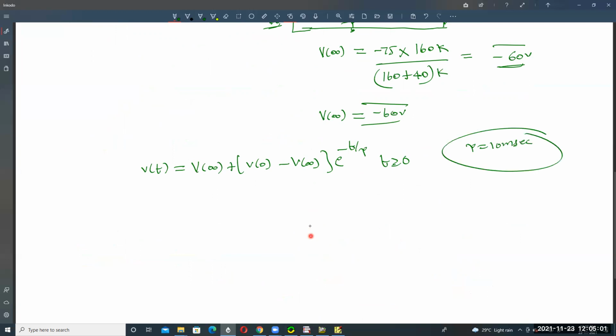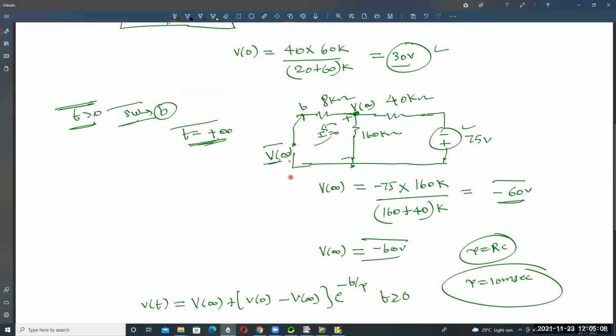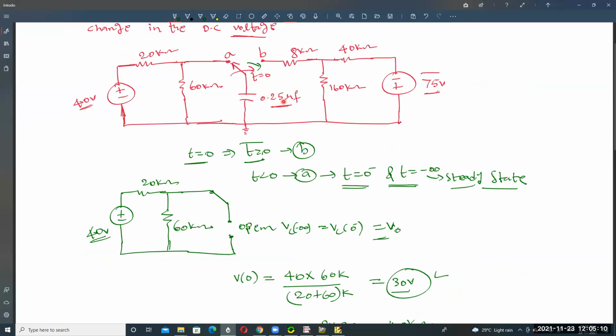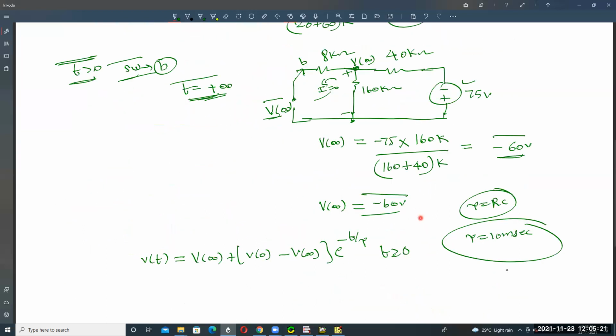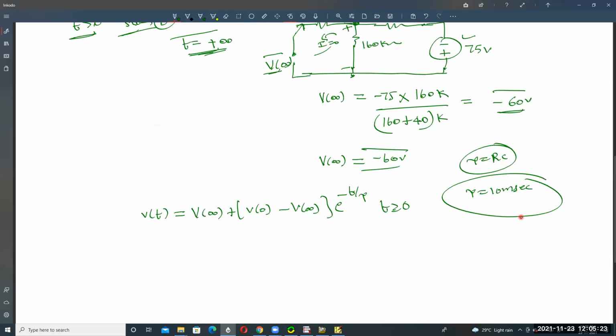Time constant is nothing but RC. So C is 0.25 microfarads times this total resistance, with the voltage source short circuited. The 40 kilo ohm and 160 kilo ohm are in parallel, and in addition with 8 kilo ohm, then we will get 10 milliseconds as the time constant. Then substitute here.